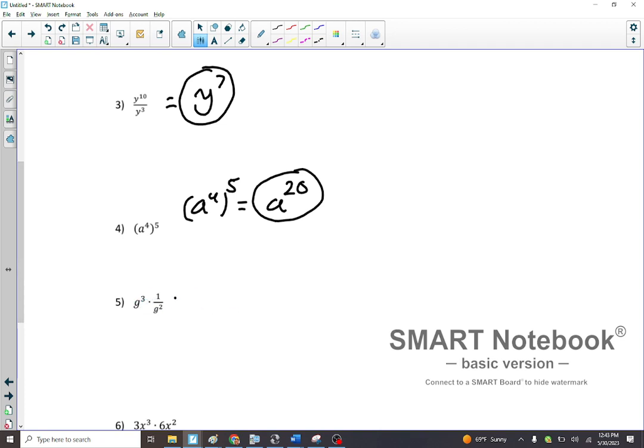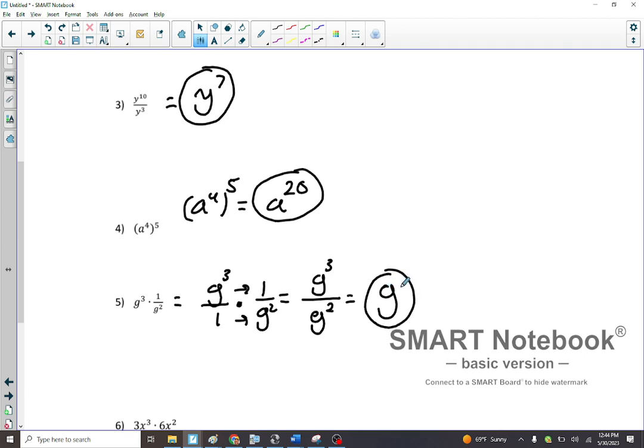For this one, some people got confused here, but g to the 3rd over 1 times 1 over g to the 2nd. Notice I just changed the first one into a fraction. After I do that, I could just multiply sideways, because when you multiply fractions, you multiply sideways. g to the 3rd over g to the 2nd, which when it looks like this, is obvious to everyone. You subtract. So 3 minus 2, g to the 1st. On the multiple choice, it would just look like g.